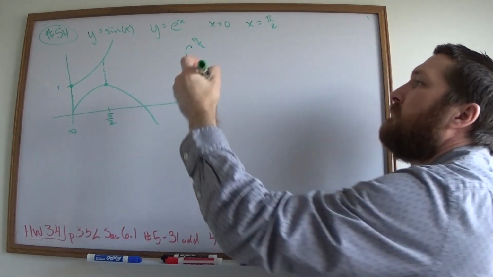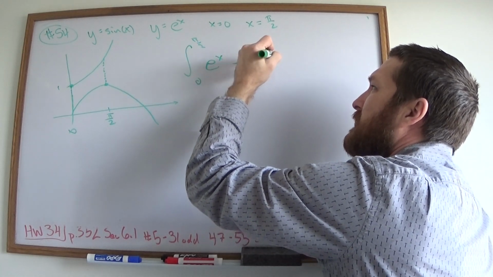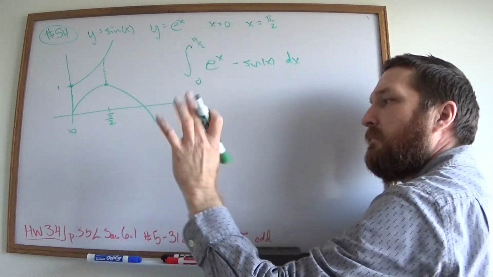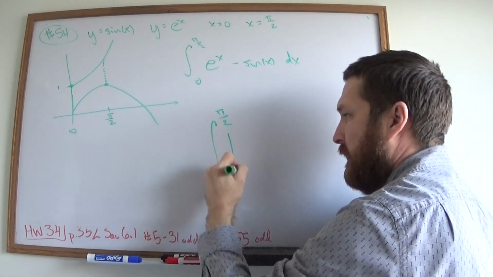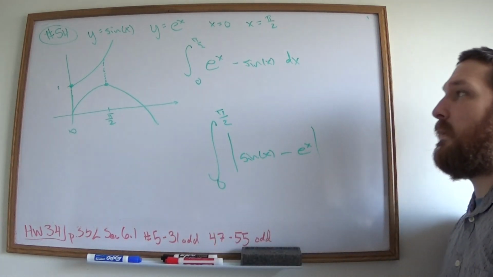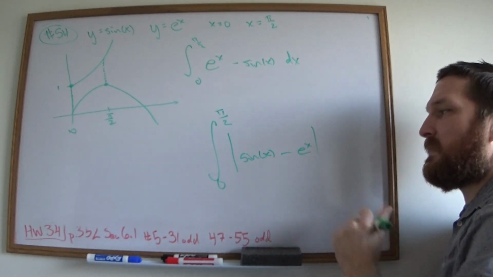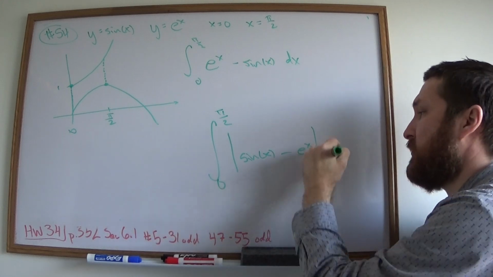E to the x minus E to the x sine of minus x. There you go. E to the x minus sine x dx. Now, by the way, that's the same thing. It's exactly the same thing, because it's always positive. The absolute value means always positive.